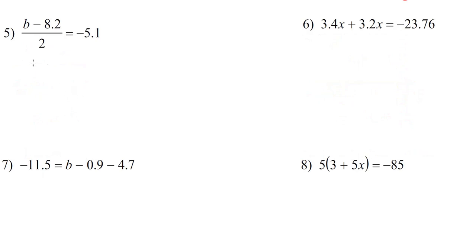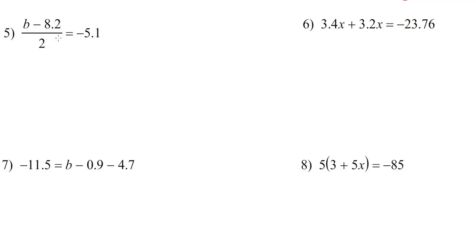For number 5, we have b minus 8.2 over 2 equals negative 5.1. Now, normally in a two-step equation, we would undo addition or subtraction first, but we can't do that here because b minus 8.2 is part of this fraction. So we need to get rid of this fraction. And in order to get rid of a fraction, we need to get rid of the denominator.